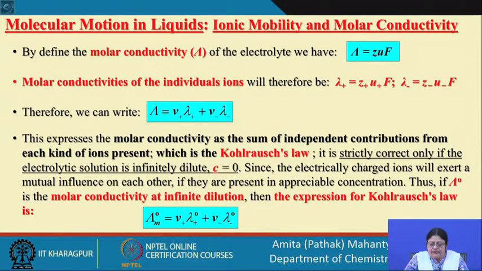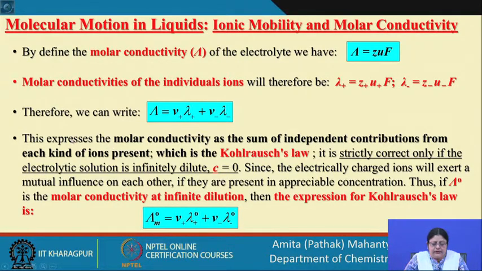It is going to be valid only if the electrolyte solution is infinitely dilute, that is, in the limit of zero concentration, since electrically charged ions will exert mutual influence or interaction if they are present in appreciable amounts. So, we have to consider the validity of Kohlrausch's law only when the interionic interactions, or the mutual influence of one ion on the other, are minimum or zero, and that is only possible in the limiting condition of zero concentration of the electrolyte.